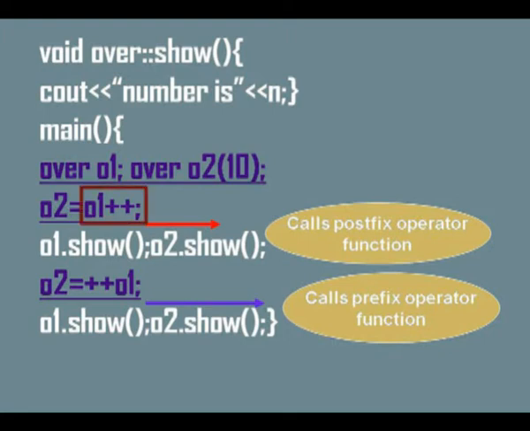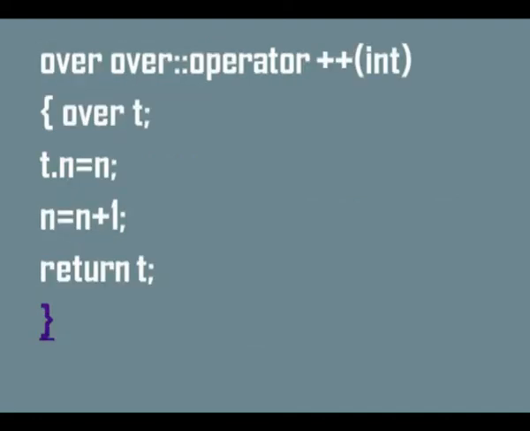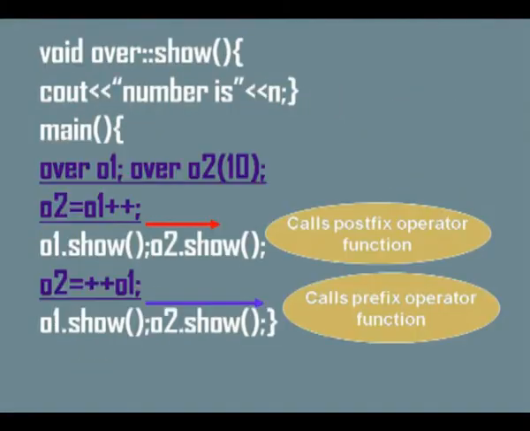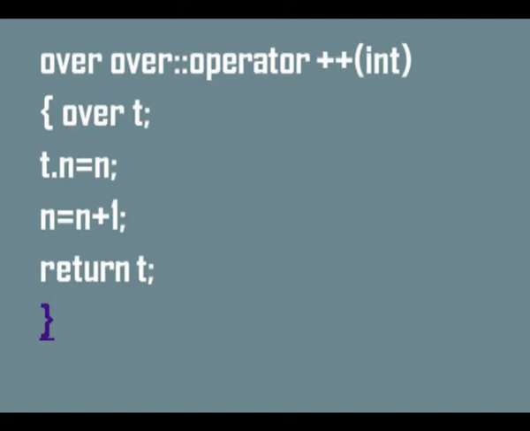So when the postfix operator is called, what action is taken by the compiler? It will go to this postfix expression function, ++ with an integer argument. So what will it do? It will create the object, it will assign the value of the data member to the object, it will increment the value of the operand by 1, and it will return the object. So the actual value is only returned to the function.